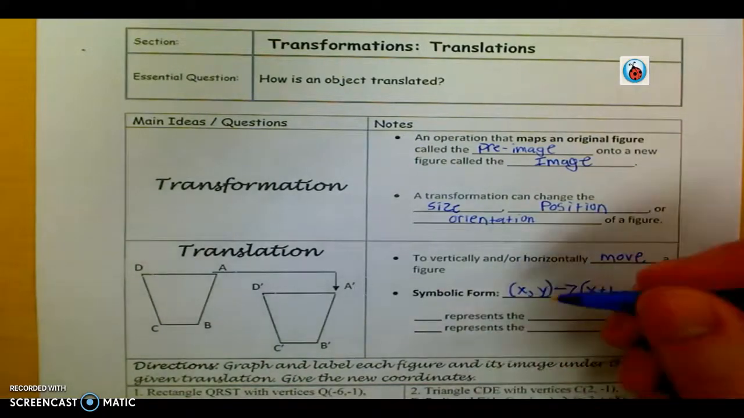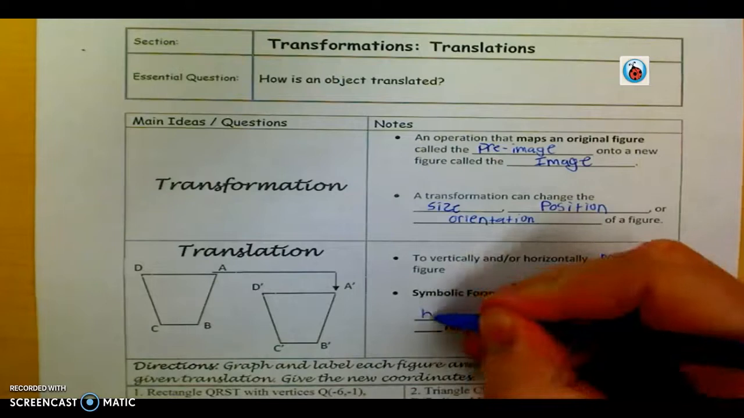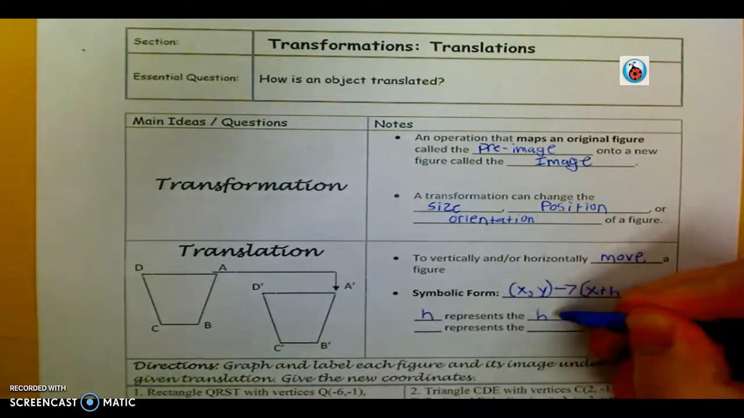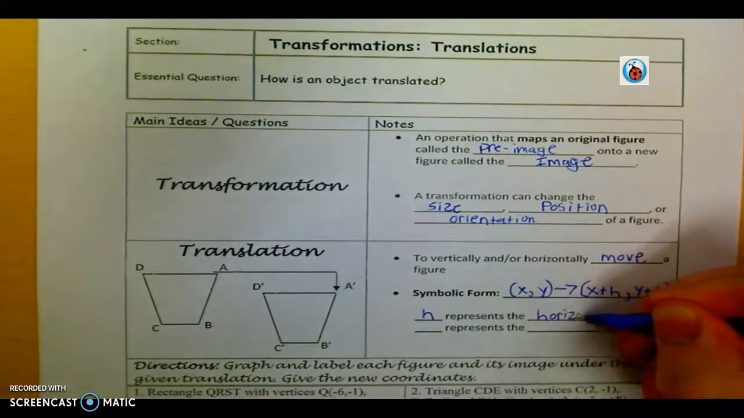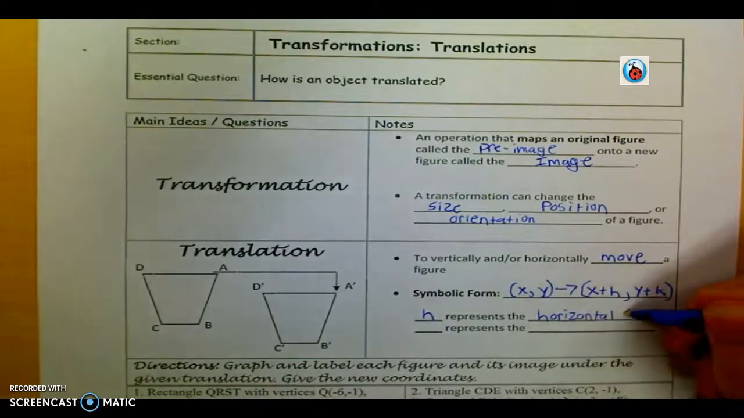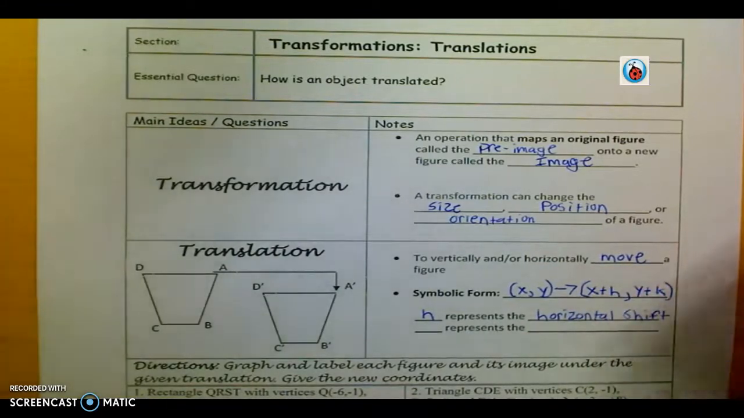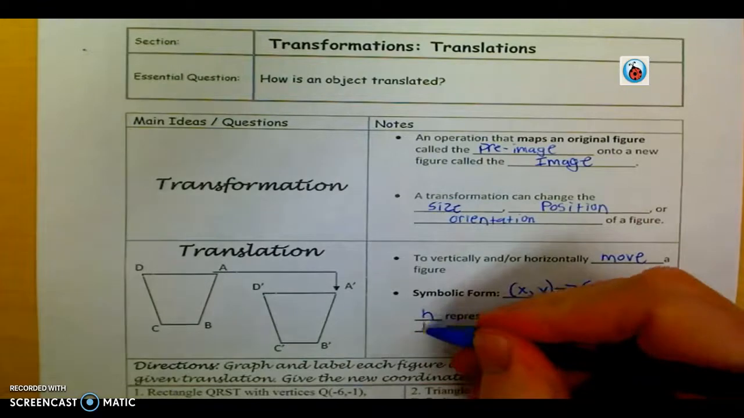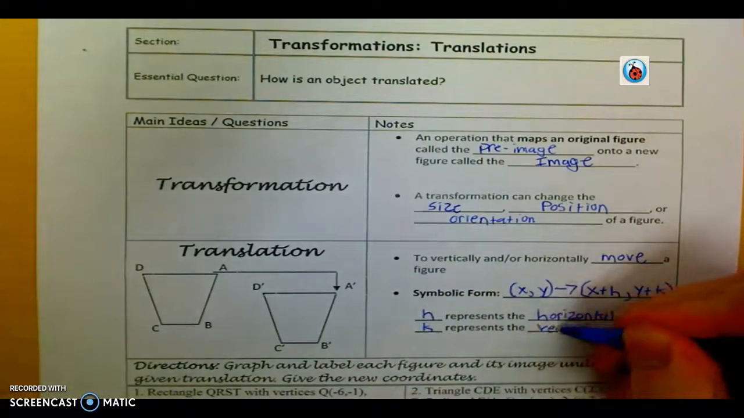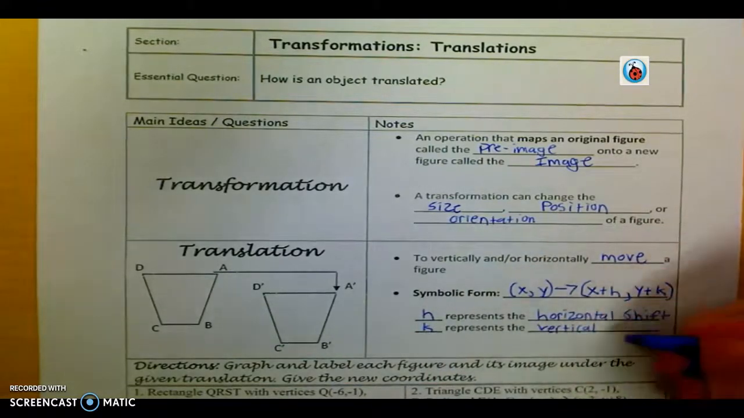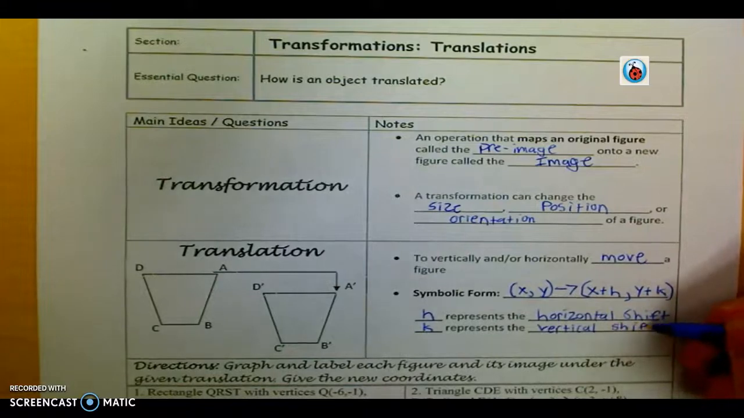So, for example, h just represents the horizontal shift or move. The k just represents the vertical shift slash move.